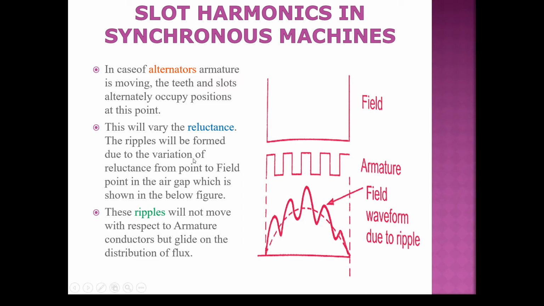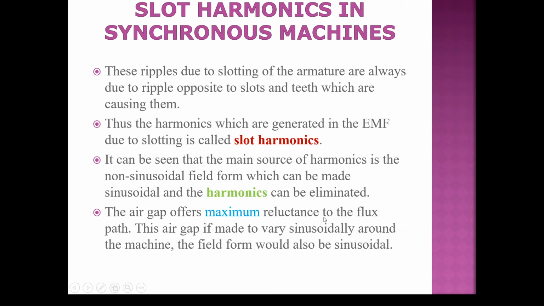The ripples will be formed due to the variation of reluctance from point to point in the air gap, which will be shown here. This ripple will not move with respect to the armature conductors. They will glide on the distribution of flux. These are the ripples, as we can see in the diagram. These ripples, which exist because of slotting of the armature, are always opposite to the slots and teeth which are causing them.